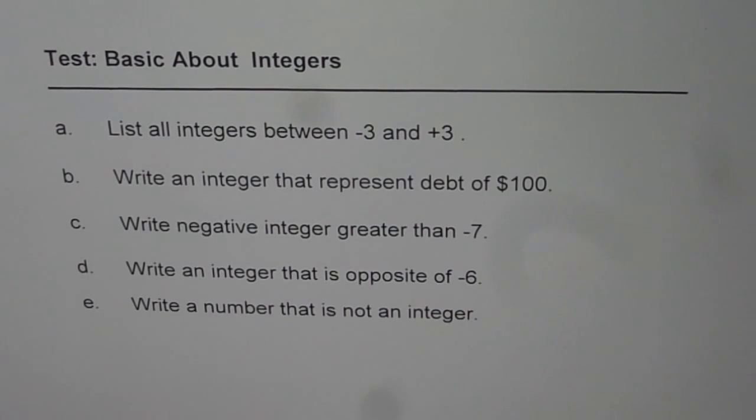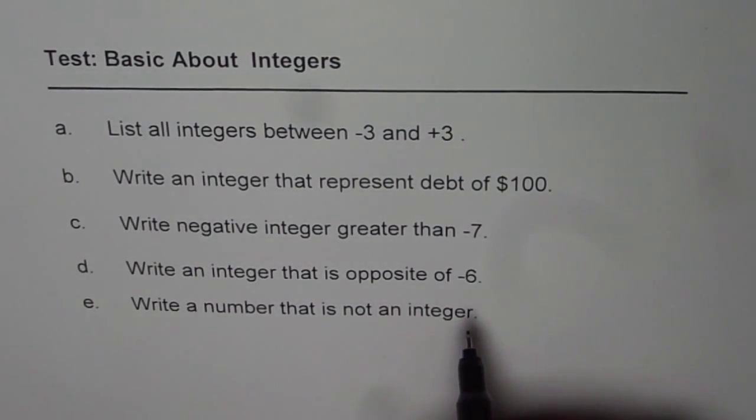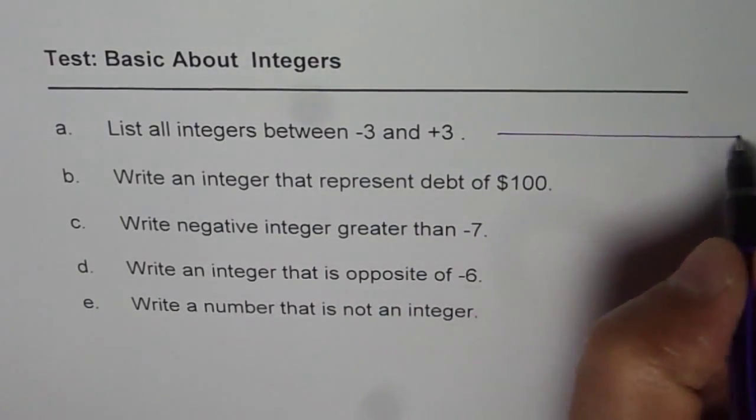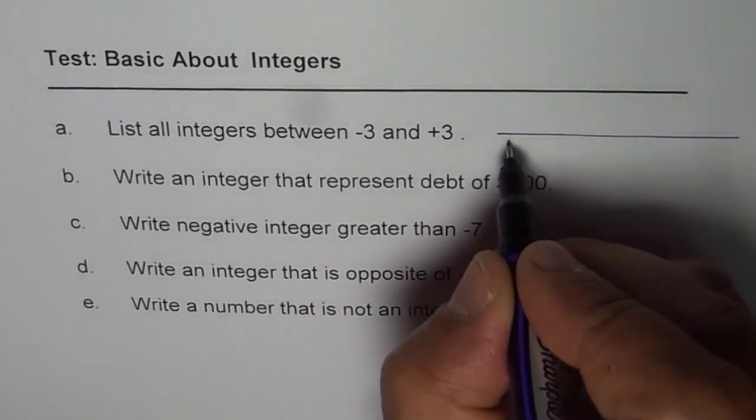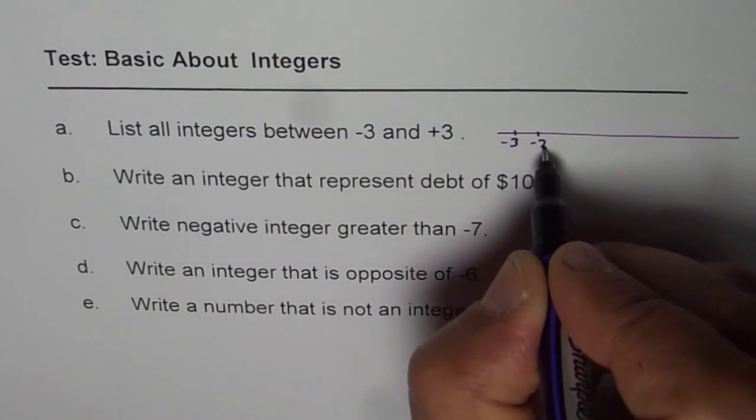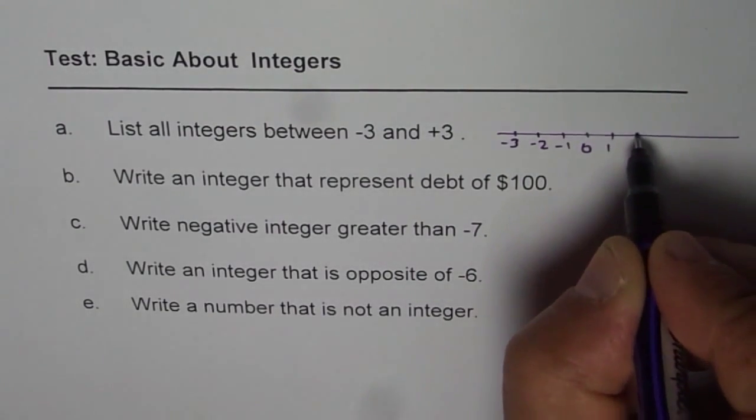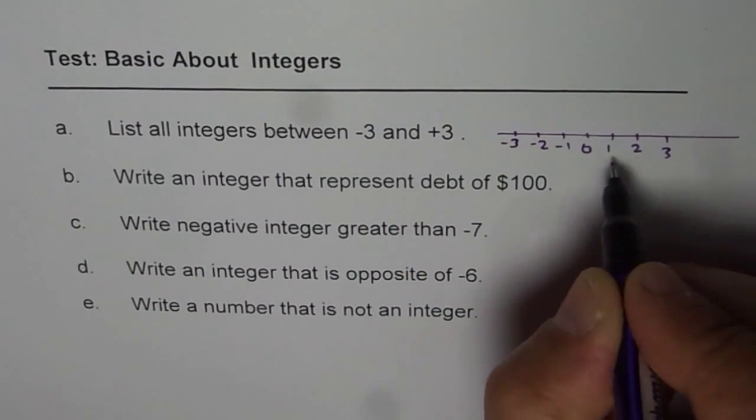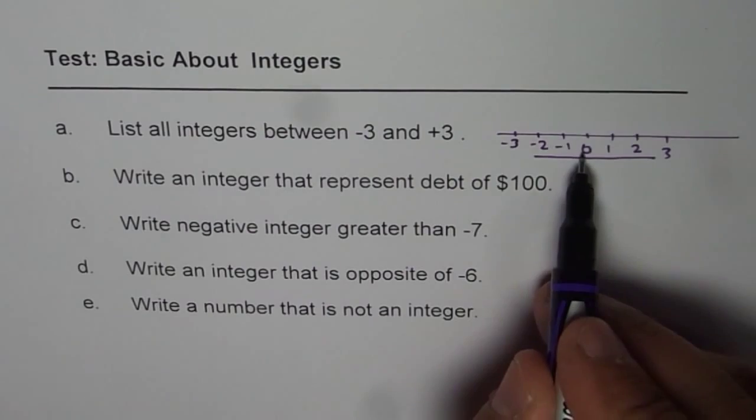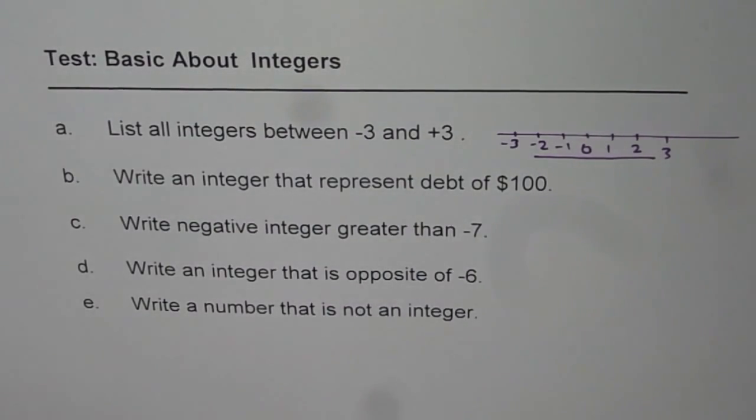Let's answer them now. List all integers between -3 and +3. So in between these integers we will have, so let's say this is our number line, and here we have -3. Then as you go right, we'll have -2, -1, 0, 1, 2, and then 3. So the numbers are -2, -1, 0, 1, and 2. So these numbers are between -3 and +3, correct?